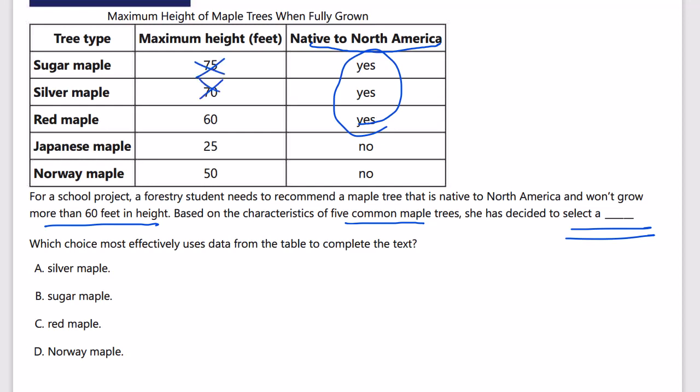These grow more than 60 feet. So it has to be the red maple. She's going to choose the red maple based on the data in the table. C is the correct answer.